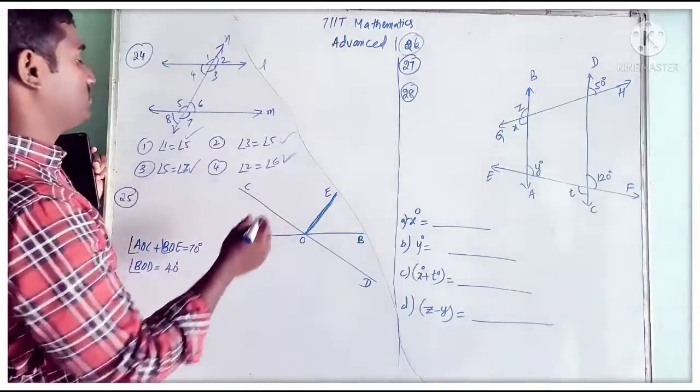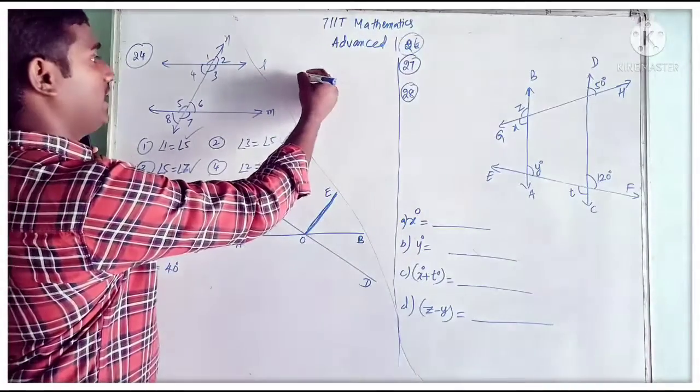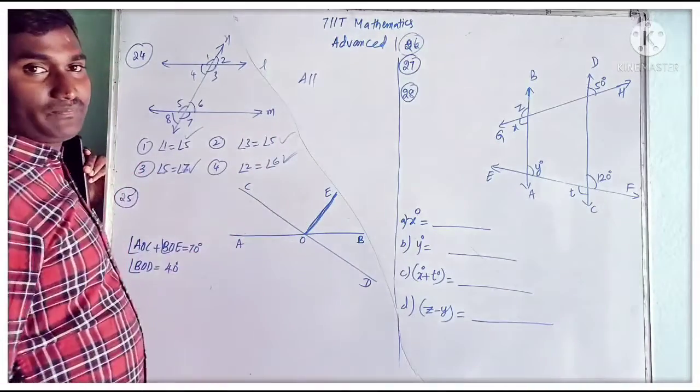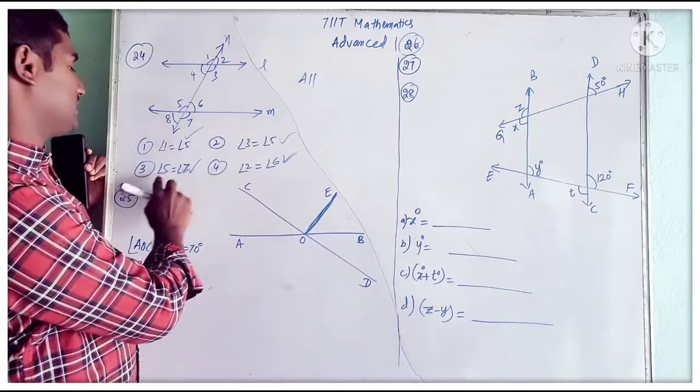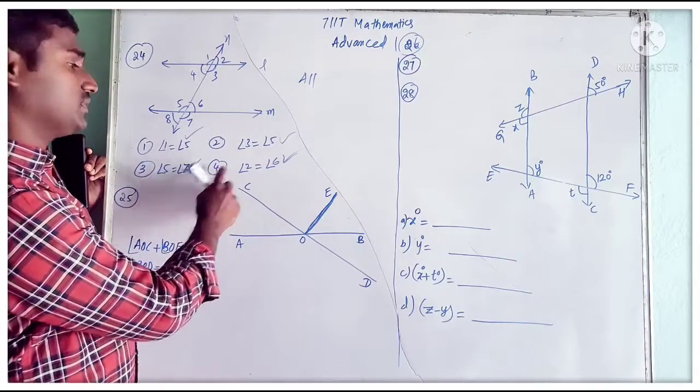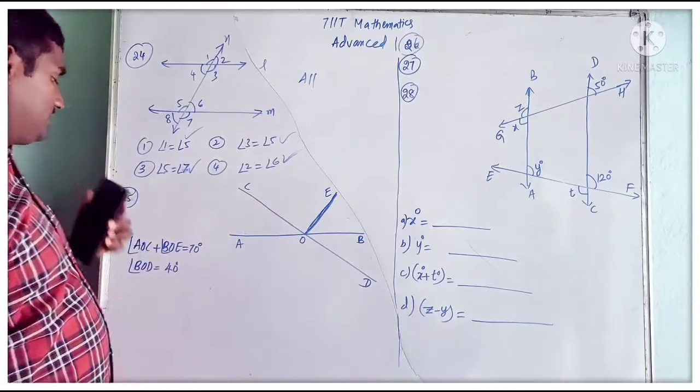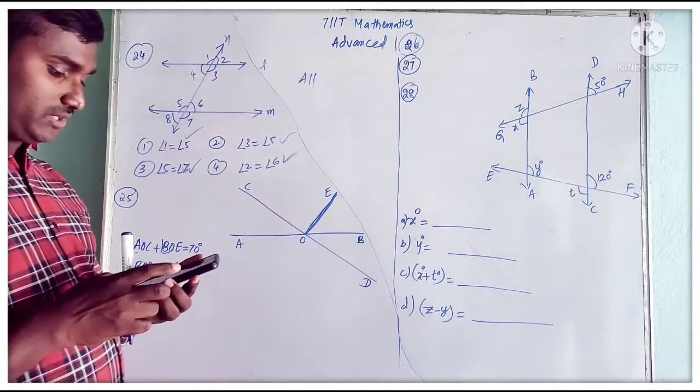So in the given question, how many correct options do we have? All are correct options. One is a correct option, the second one is also correct, the third one also correct, the fourth one is also correct. Next question, question number 25.